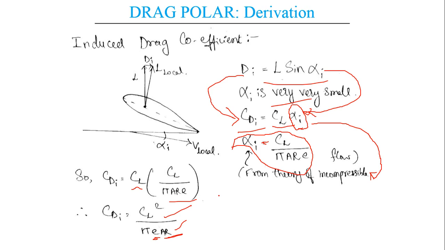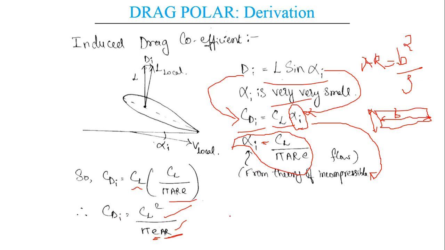Aspect ratio is nothing but AR, the square of the span of a wing divided by its area. So basically, if we consider a wing, the length from one tip to the other tip is the span b, and the area, as we know, is a product of the chord and the span. Okay, we have obtained the value of CDI.